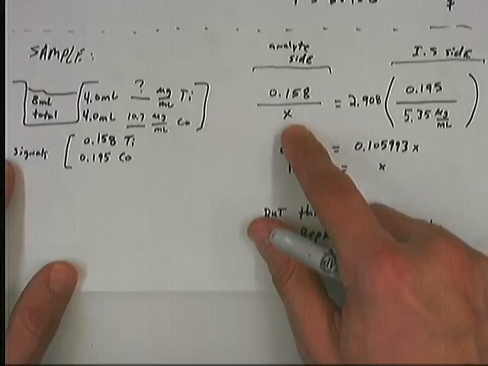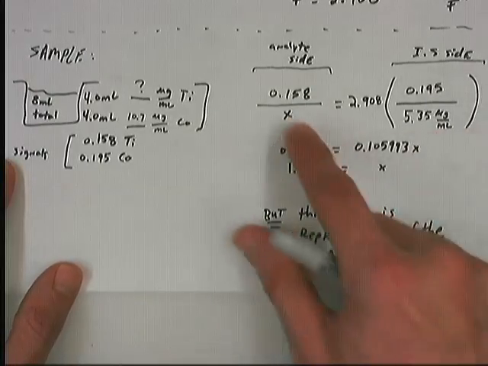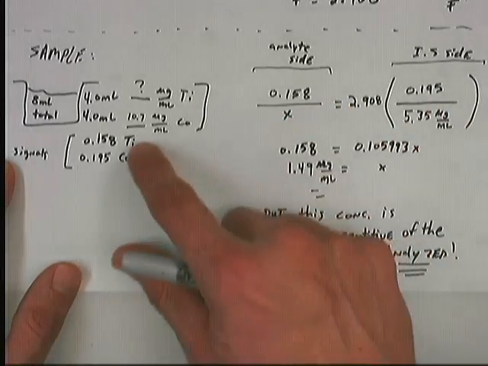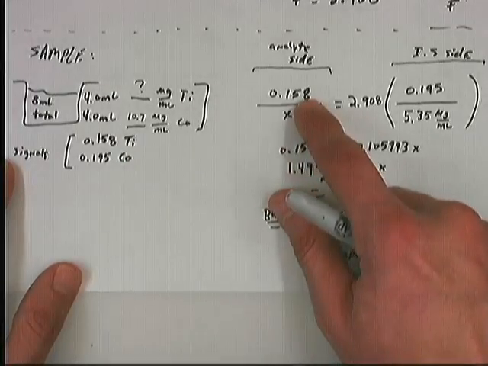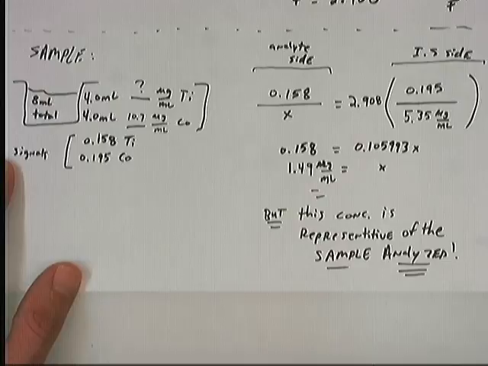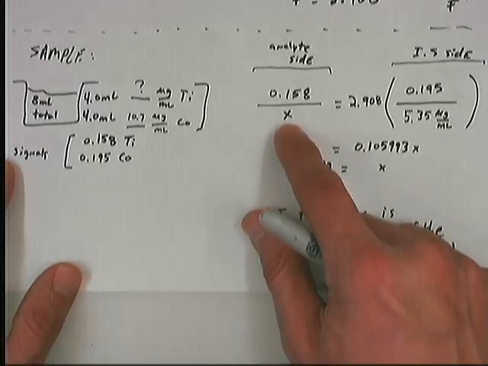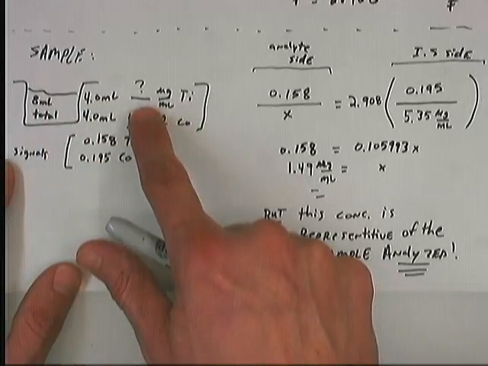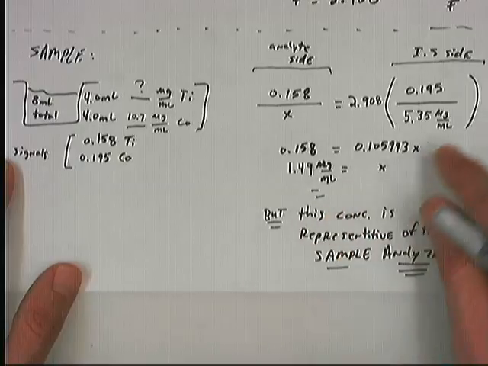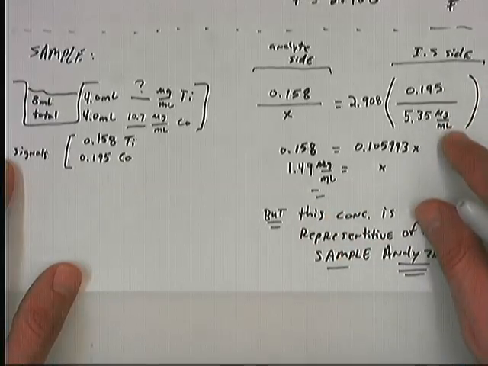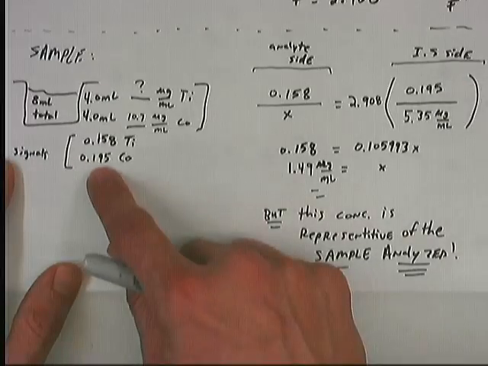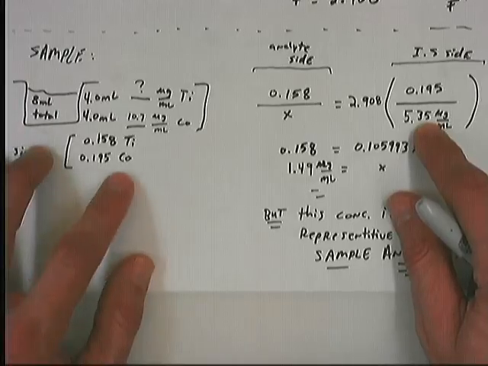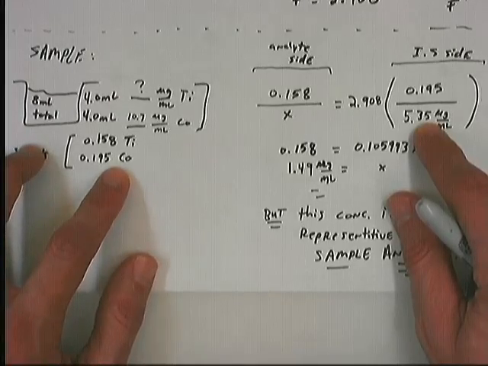So what we're going to do here is set up these ratios again. This is our analyte side. This is our internal standard side. Same as it was above. The analyte signal, which is the signal for titanium, was 0.158. We're going to divide that by X, which is our variable, our unknown. That corresponds to the concentration of the titanium in our sample, and we need to figure that out. That's this whole protocol. On the right side, signal divided by concentration. Now we know the signal was 0.195. We're given that in the problem. We have to divide that by the concentration of the cobalt, because that's what we're using for our internal standard.